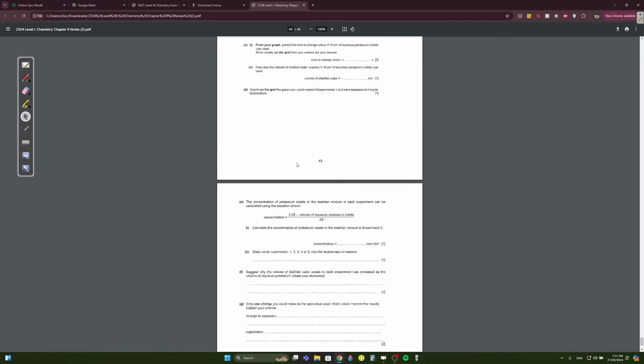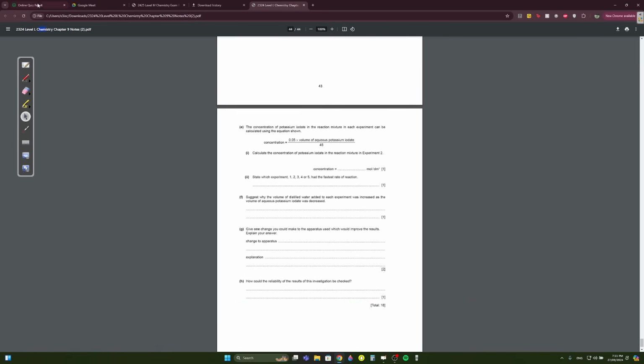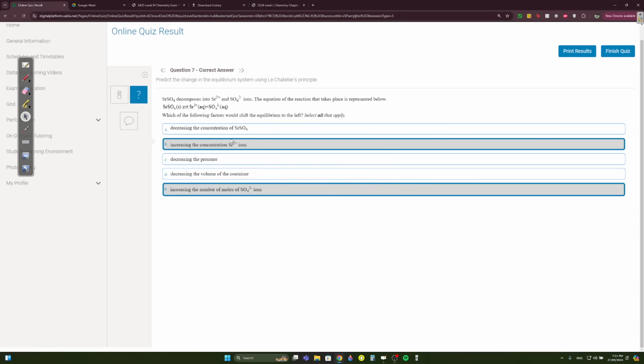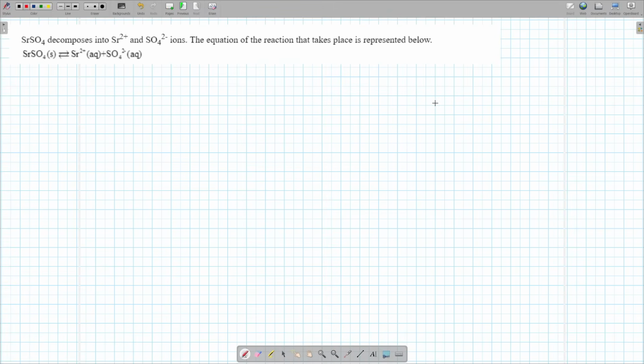But make sure you do this. It's in the chapter 9 notes for level L, grade 10 material. This one we did. I was saying that if that one doesn't come, and they ask, say, what would happen? Make sure you know this. I don't know if it's going to come written, but if it does, if we decrease the concentration of, say, SO4 2-, this is what you're going to do.